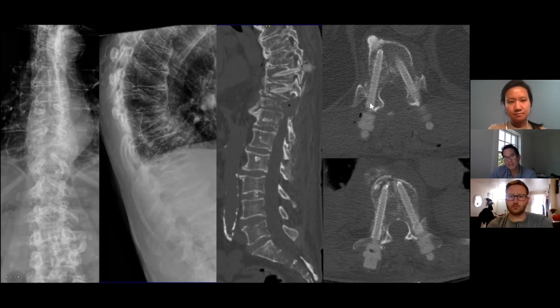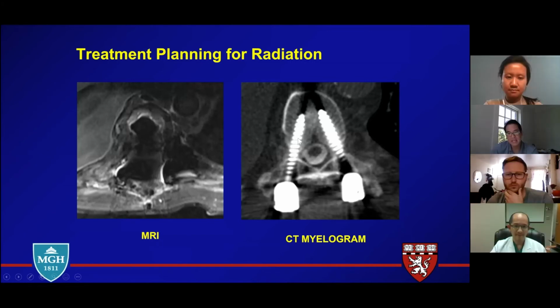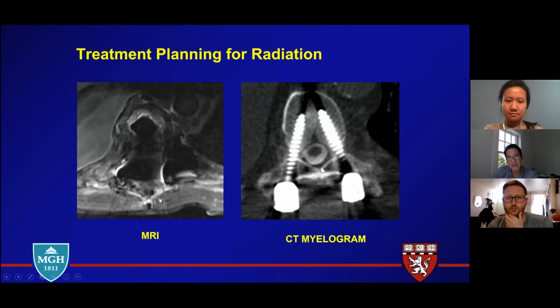You can see, yes, a little bit of artifact from the carbon fiber screw. That's the screw head. So you can see there's very little artifact there, okay? And why is that important? In the post-operative setting, with traditional titanium screws and screw caps, you can see how on an MRI, you can't even see anything, right? So we already talked about how the radiation oncologists, they're a little nervous.